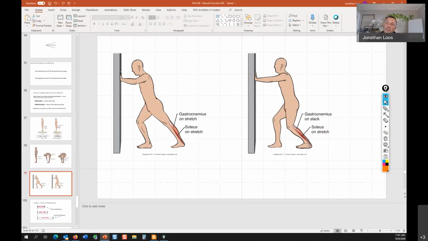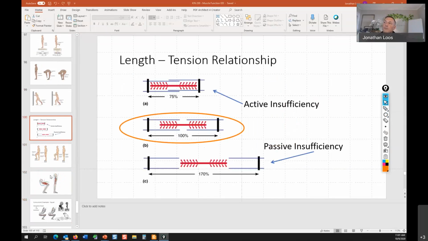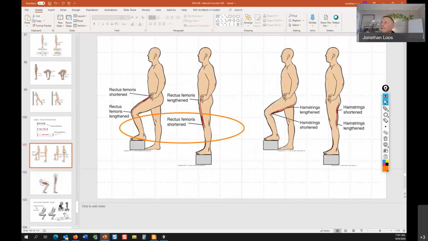What the body tries to do is it tries to do most of its function. It tries to stay in this mid-range as much as possible. It avoids this and avoids this because you get weak and you need more energy to do that. So then what you'll see often is like in a squatting position.